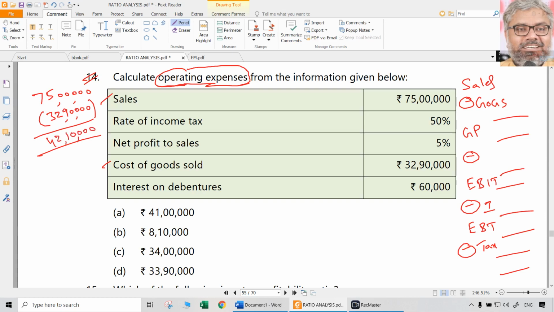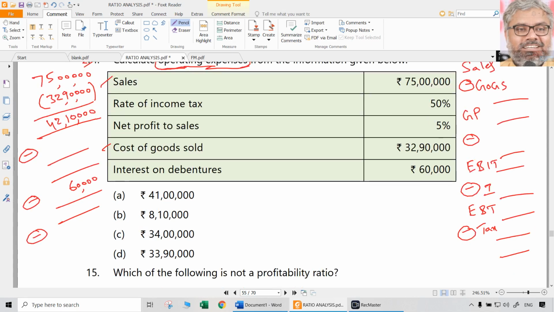will be 42 lakhs 10,000 as gross profit. But we don't want that. From that, we need to deduct operating expenses, which is what we are supposed to find out. In turn, that will give us EBIT. From that, we have to reduce interest, which we know: interest is given as 60,000. That will give us EBT. From that, tax has to be deducted, which also we don't know, and that will give us net profit.